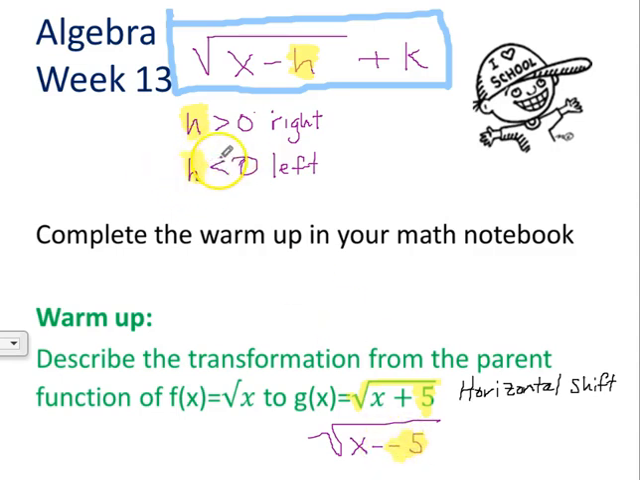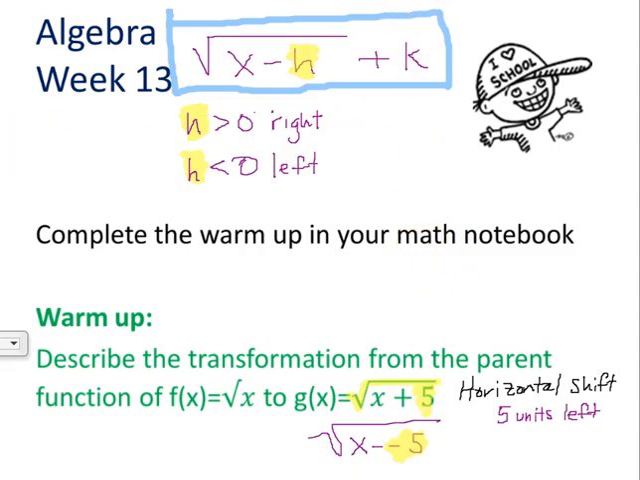Since our h value is less than 0, that means we're going to move to the left. So there's actually a horizontal shift 5 units to the left. That all goes back to looking at the general equation and that it's x minus h. Another thing you can think of really is looking at the original one. If it's x plus something, it's going to be to the left. If it's x minus a number, it's going to be to the right. So that's another way you can think of it.